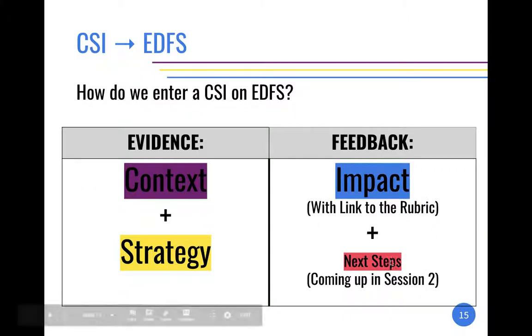Now you'll see here it says next steps, and in the next session we'll be covering how to write a critical CSI. So not in May, but we'll be working on that in June. And so we're not going to talk about that today, but if it were a critical CSI, you'd be wanting to provide some next steps.